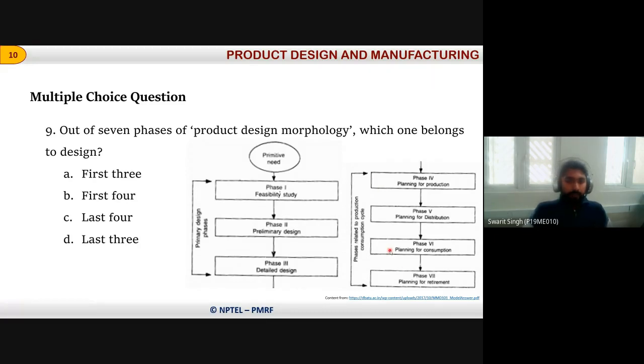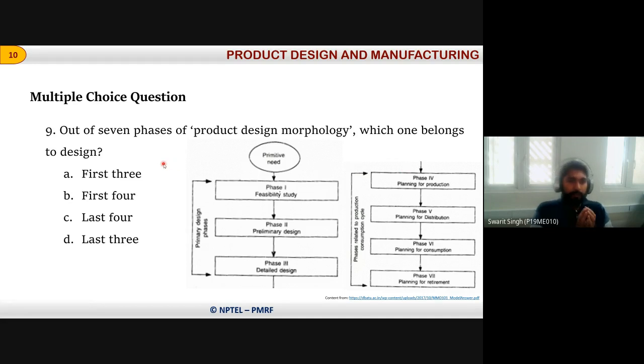And then in phase 7, planning for the retirement. After a certain time, once the life of the product is over, we also need to plan for the retirement. Here the retirement plan is similar to the plan for recycling or reusing of the already used components. All these schemes come into this seventh phase, which is planning for the retirement. These phases are related to the production consumption cycle only. So the initial three phases belong to design, and the later four phases belong to the production consumption cycle.